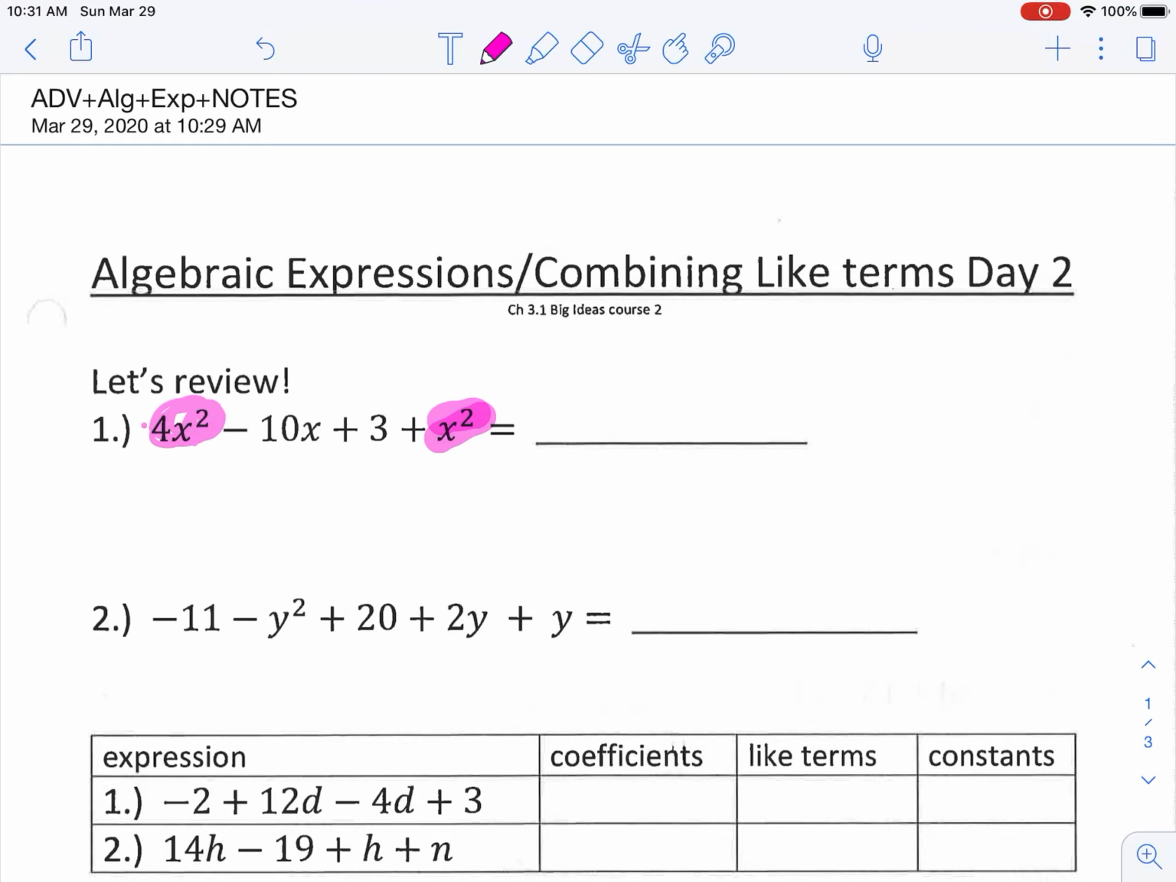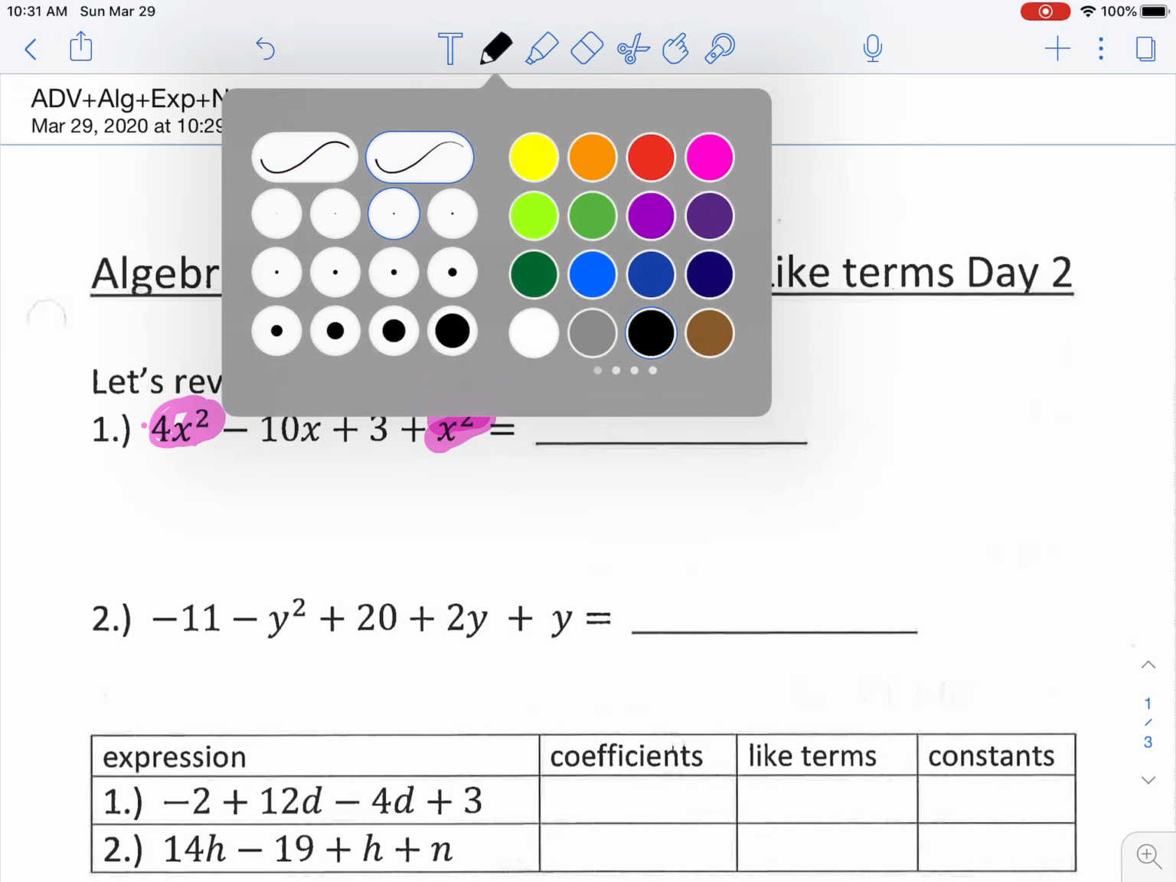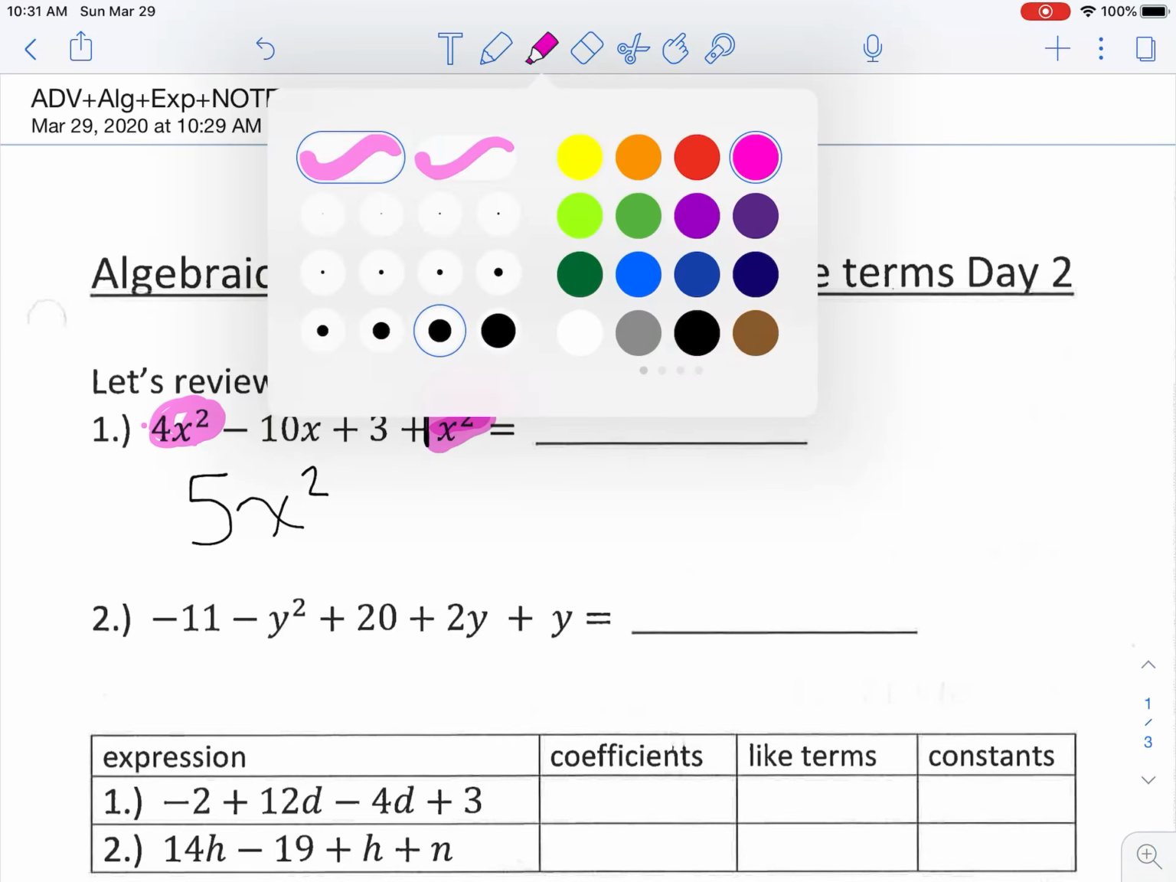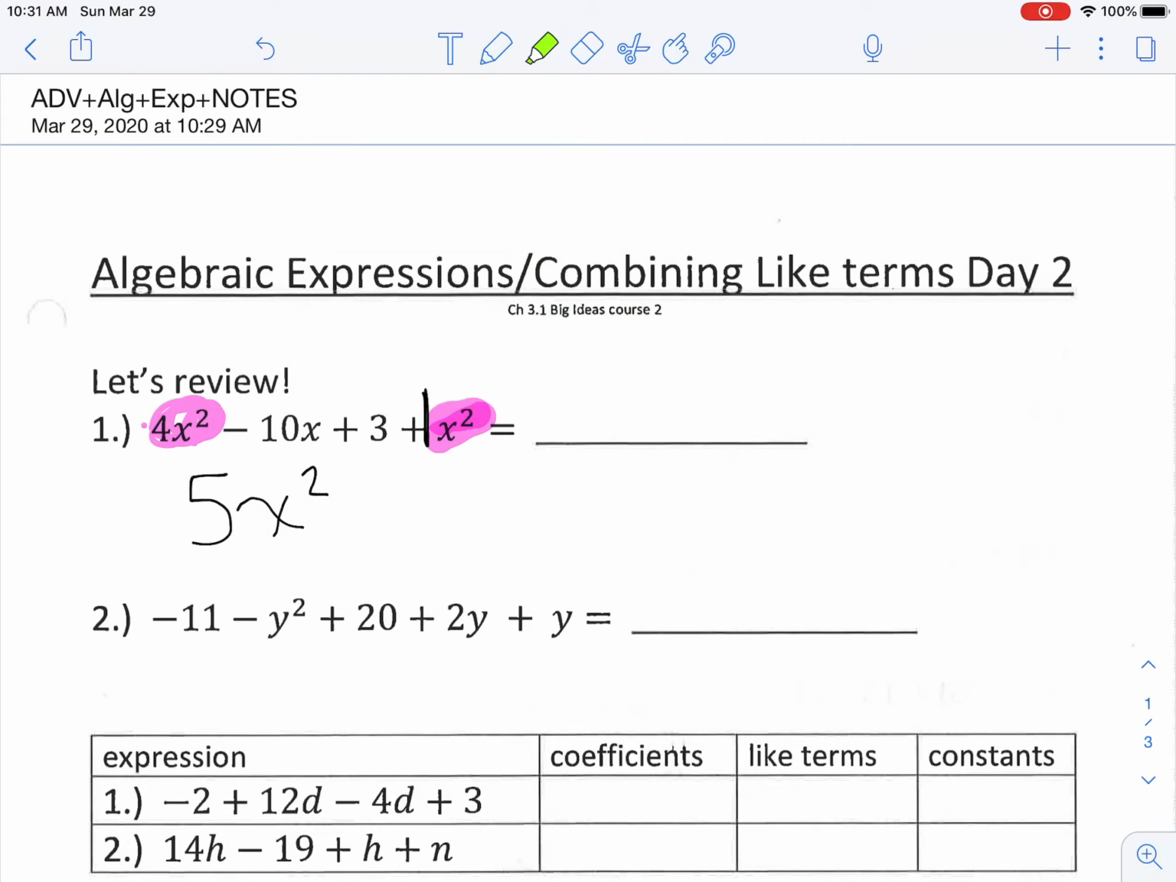So 4x squared, and remember what we're allowed to do is put that invisible 1 in front of that x squared. So that really is a 1x squared. So if I'm adding 4 plus 1, that's 5. So when I'm combining 4x squared and a 1x squared, that would be 5x squared. Now I'm going to go back and look and see what else I have to combine.